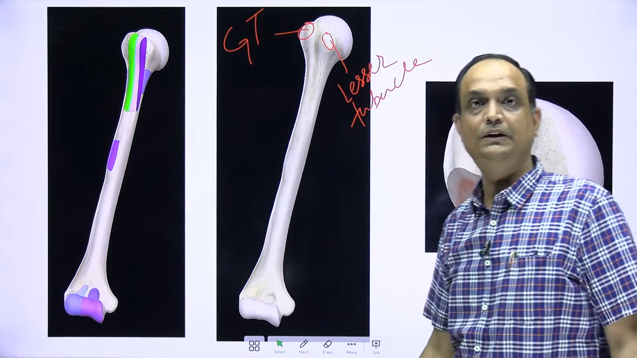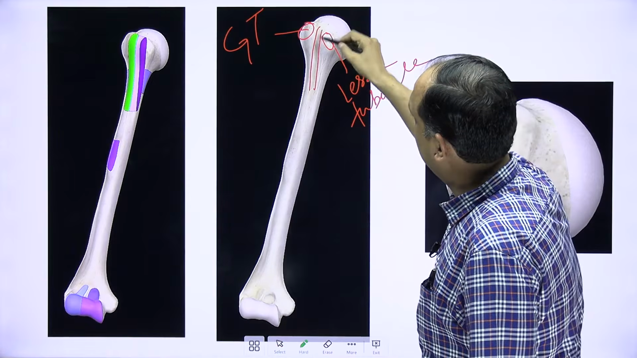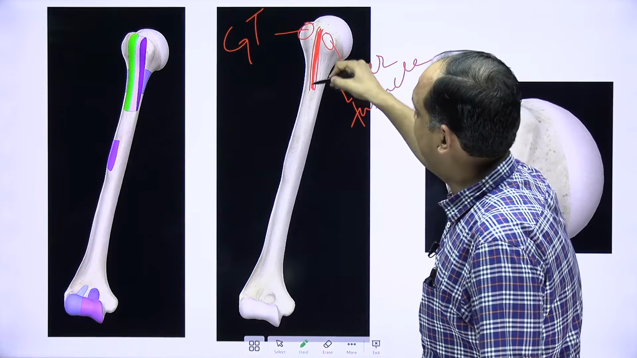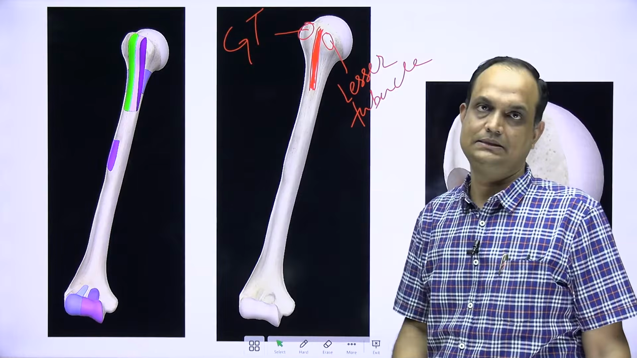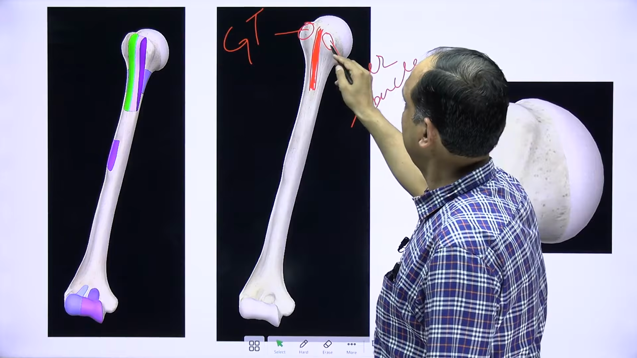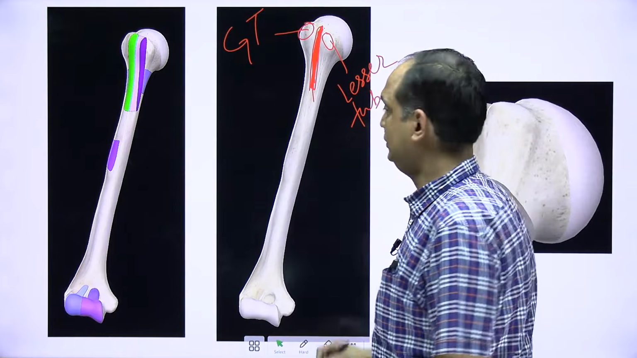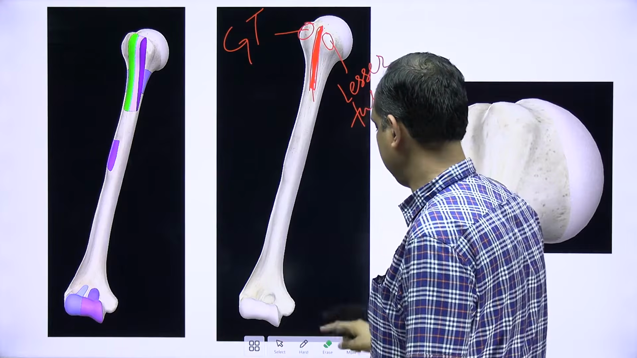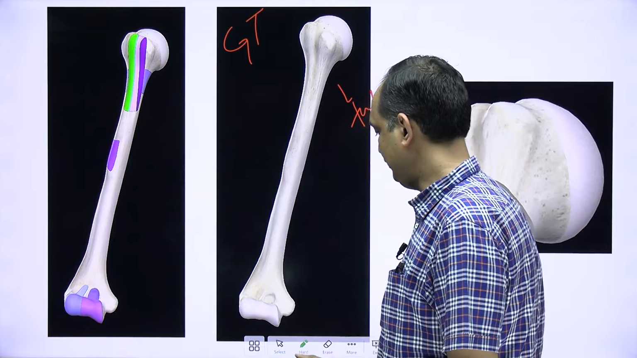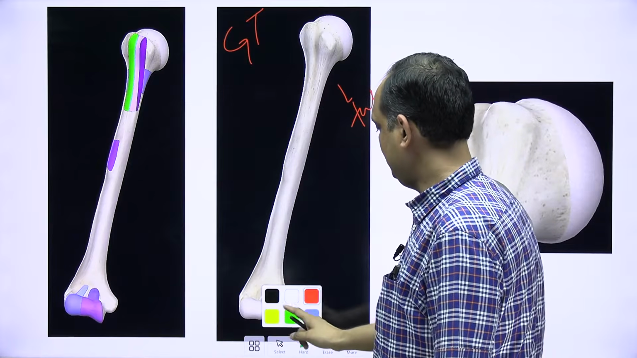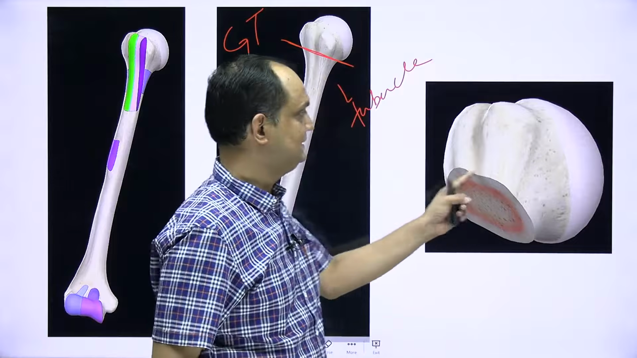Now, between these two tubercles, you have a clear-cut groove, and this groove is known as the bicipital groove or intertubercular sulcus. It is between the two tubercles, that is why it is also known as intertubercular sulcus or bicipital groove. Now, if for practical purposes you make a cut here in this bone, what are you going to see? You will have this kind of picture.